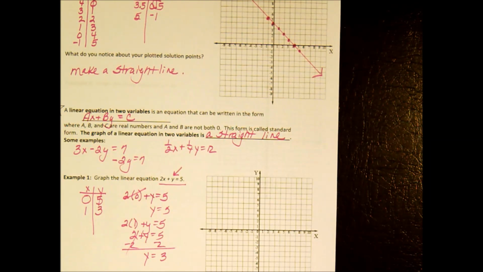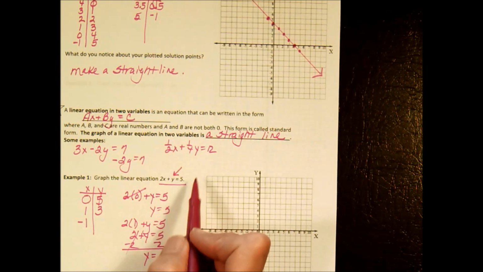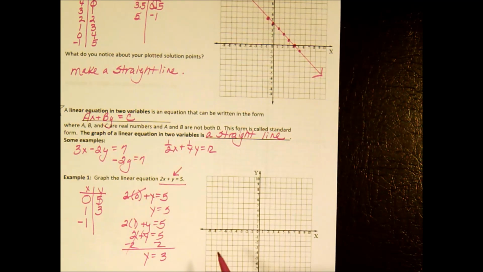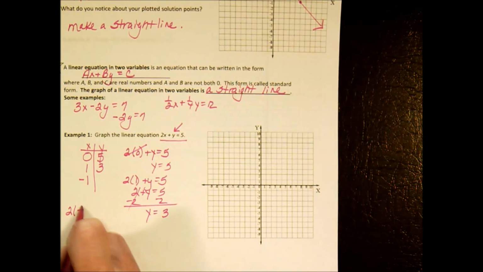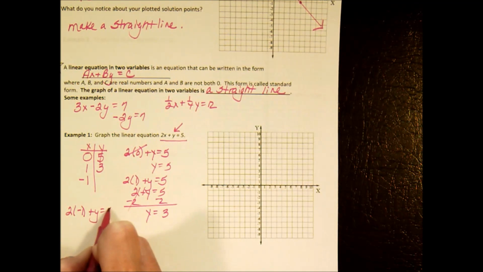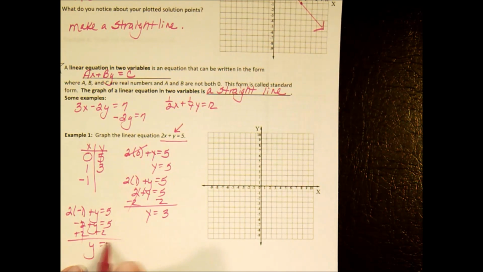Now that's enough for me to graph my line over here, but I'm going to do one more just to be safe. I'm going to pick -1. Remember, I can pick whatever I want for one of them and then solve for the other one. So that would be 2 times -1 plus y equals 5, or -2 plus y equals 5. Add a 2 to both sides, and we get y equals 7 when x is -1.